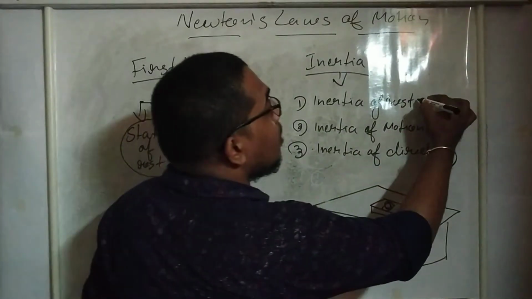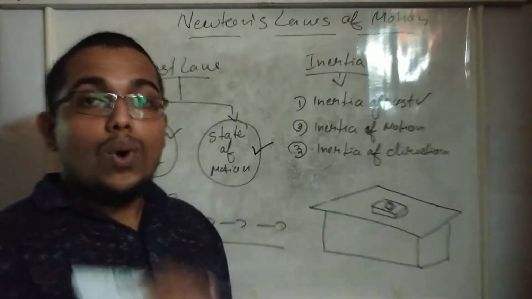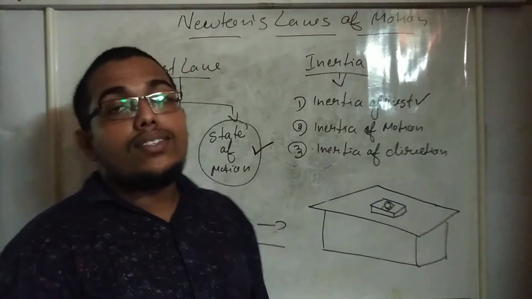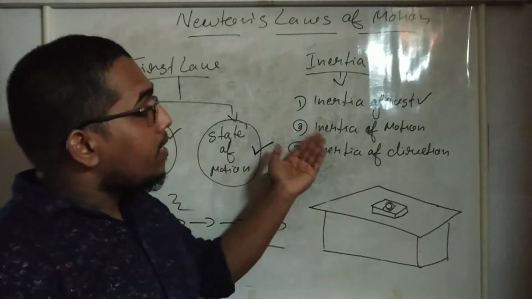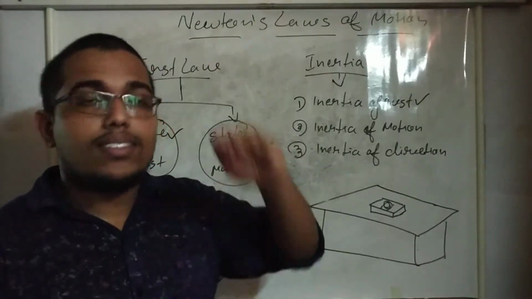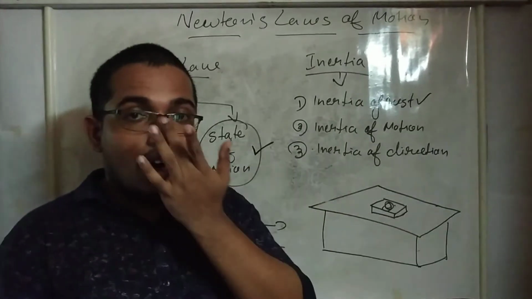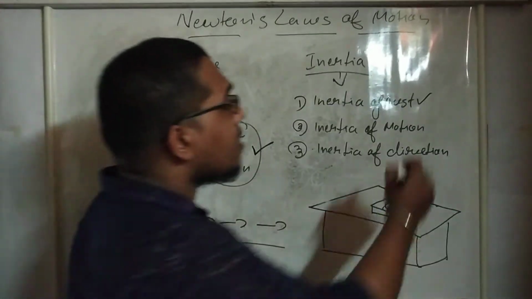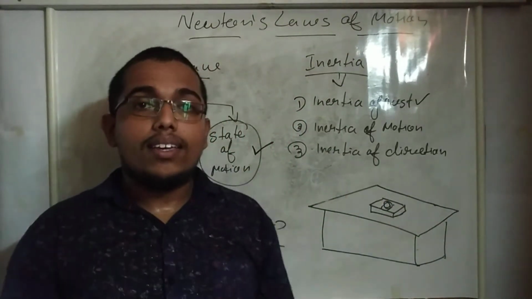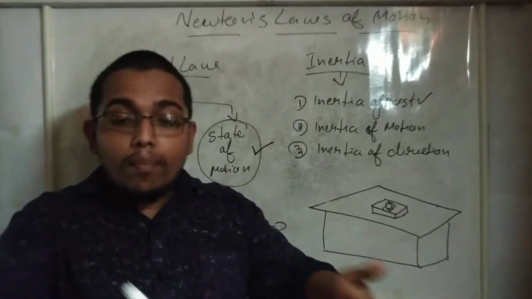The first one, inertia of rest. What is inertia of rest? Inertia of rest means it is a tendency of a body to remain in its state of rest. That is what we call inertia of rest. For example, when a car or bus starts suddenly, the passengers fall backward.